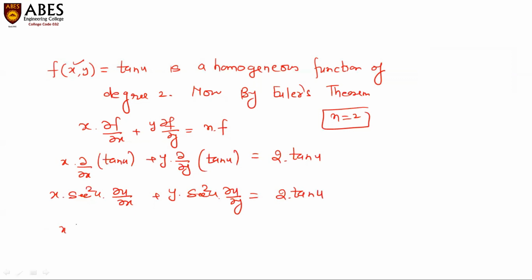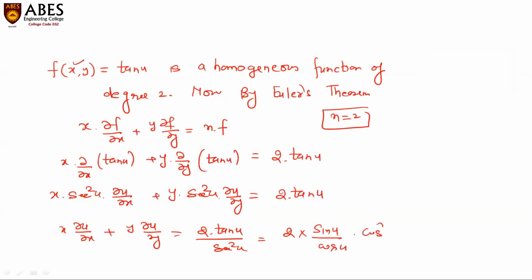Now we can take sec square as common. So x del u del x plus y del u del y equal to 2 tan u divided by sec square u, and we can write tan u as sin u upon cos u and sec square u as 1 by cos square u. So we'll get 2 sin u cos u. This is equal to sine of 2u. So this is our first part.